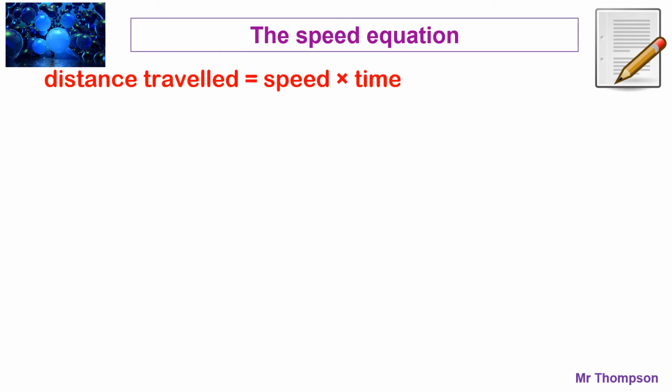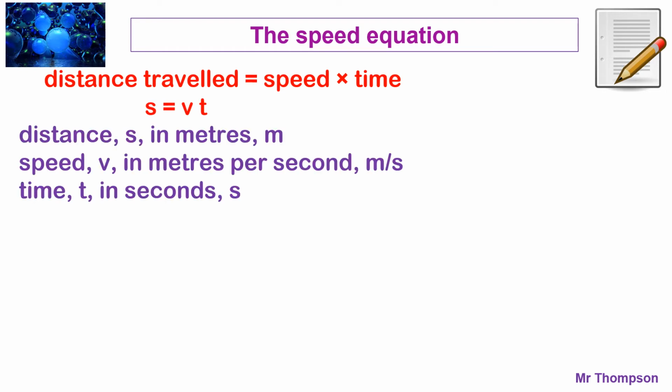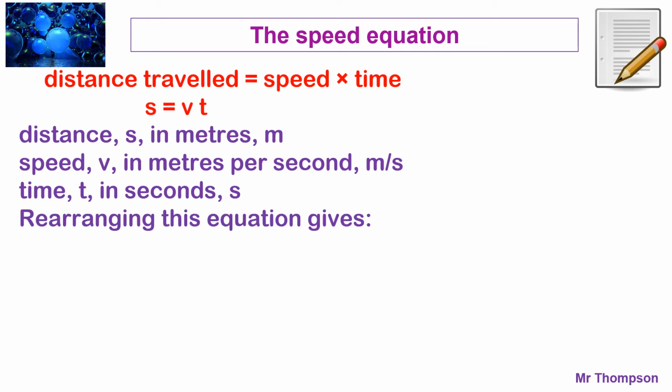Okay, the speed equation, I'm sure you've done this before. Distance traveled is speed times time. Here are the units. Distance is always measured in meters, so convert to meters if it's not in meters. Speed in meters per second and time in seconds.